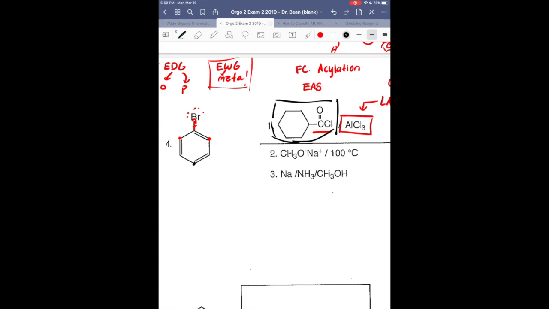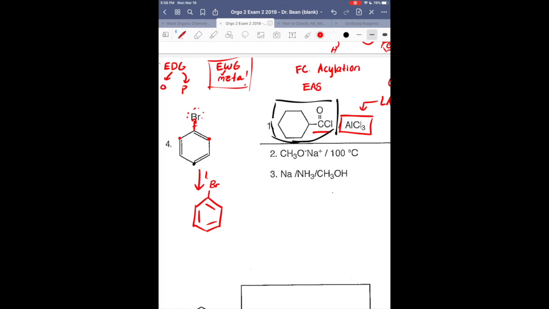The acylium ion, look it up, it's another resonance structure. Actually, the more stable one. So we put this as our number 1. And we have this. The bromine, nothing happened. It's directing to ortho or para.